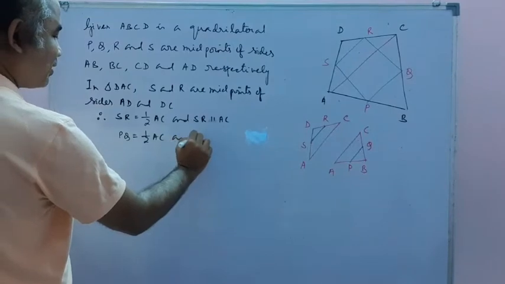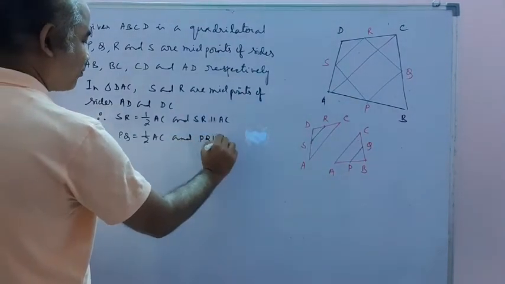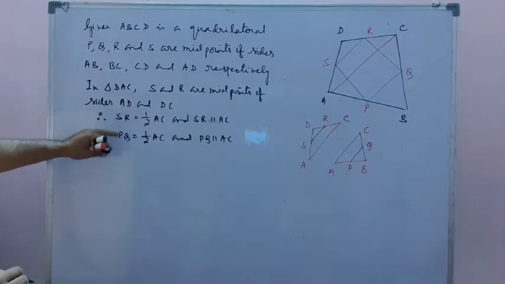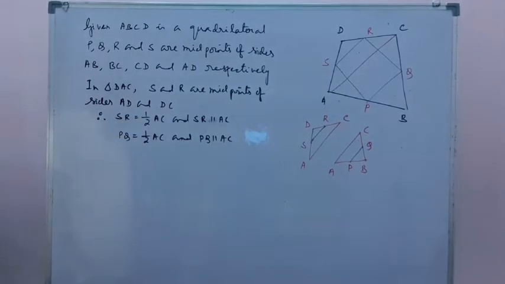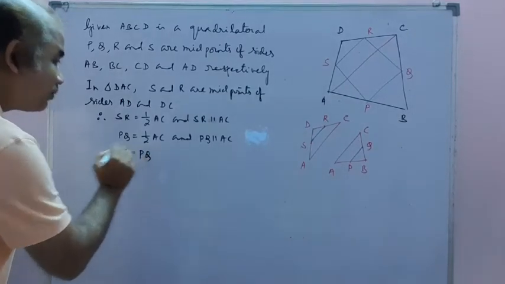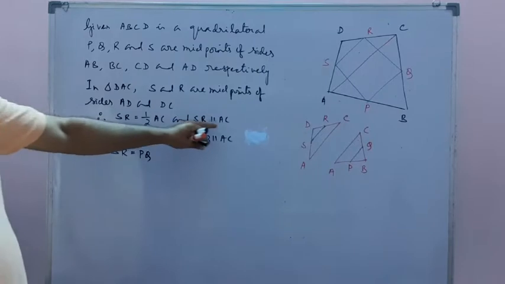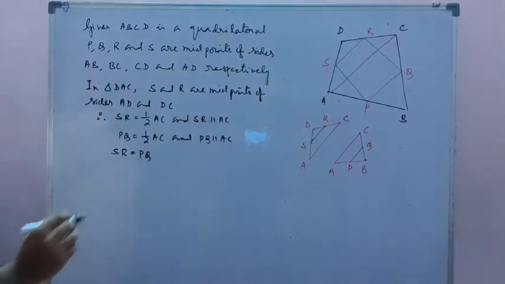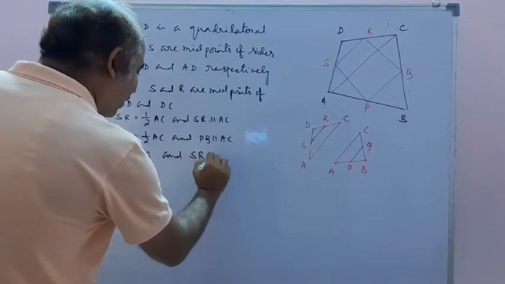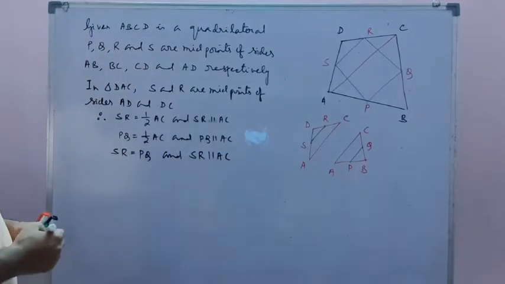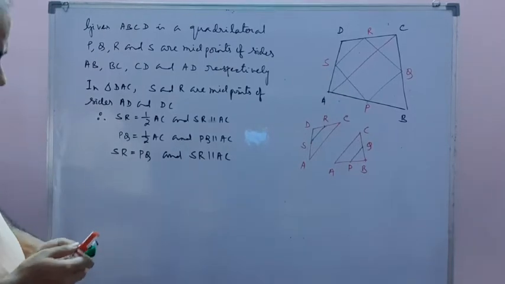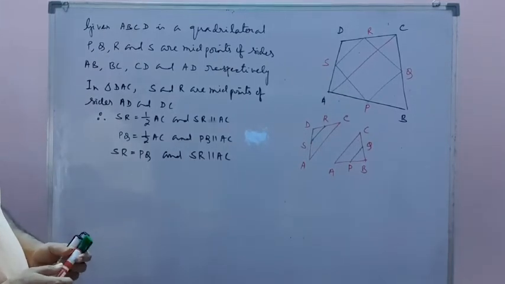Okay, the third side is AC, and it is also parallel to AC. So what we have seen here is that SR and PQ are both equal to half of AC. So they are equal. SR is also parallel to AC, and PQ is also parallel to AC. So what can we write? SR and PQ are equal, and SR and AC are parallel.